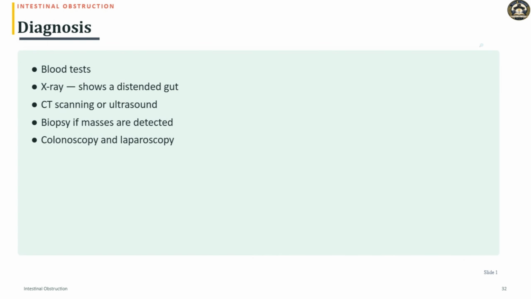Diagnosing intestinal obstruction involves a combination of methods. Blood tests can provide indicators of infection or fluid imbalances. An abdominal X-ray is often the initial imaging study, typically showing a distended gut. Further imaging may include CT scanning or ultrasound for more detailed views. If masses are detected, a biopsy may be performed to determine their nature. Finally, colonoscopy and laparoscopy are invasive procedures that can directly visualize the obstruction and aid in diagnosis.